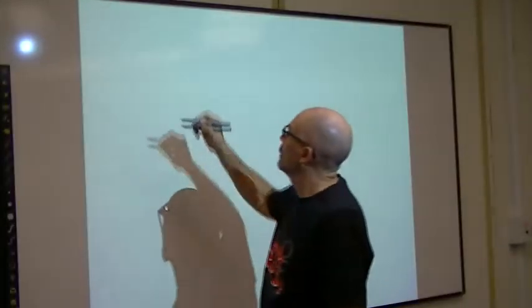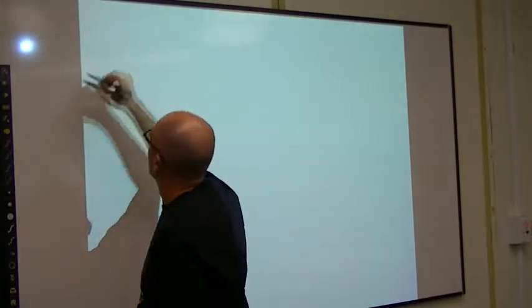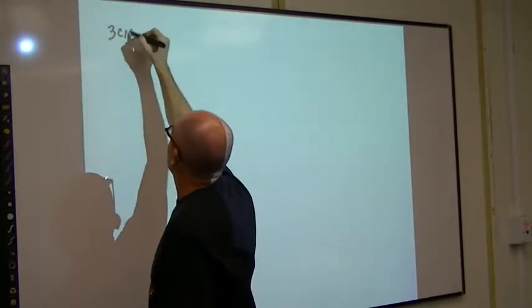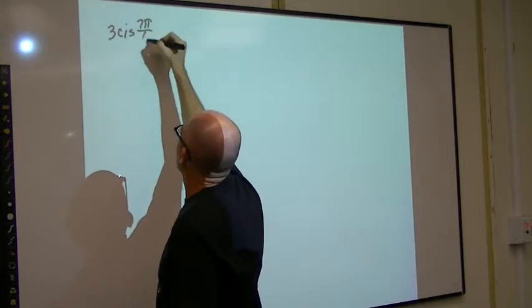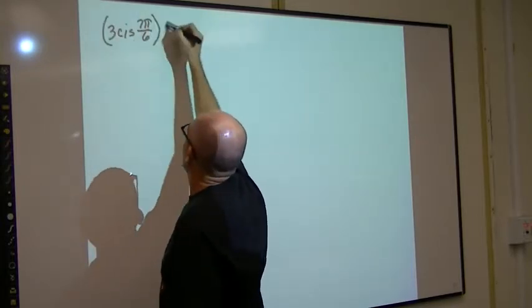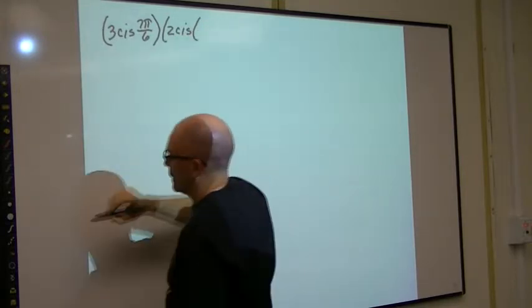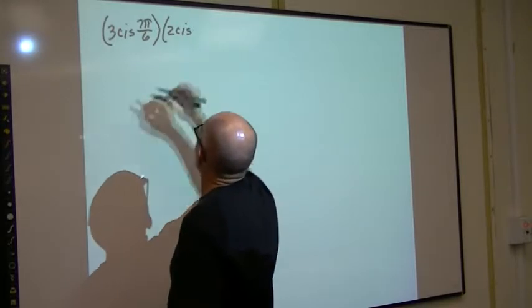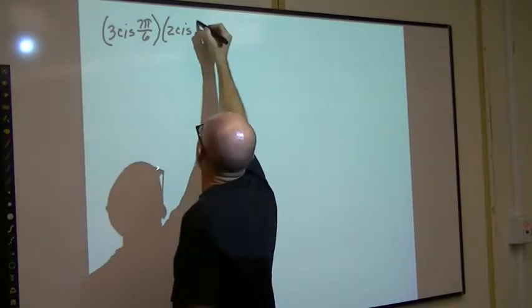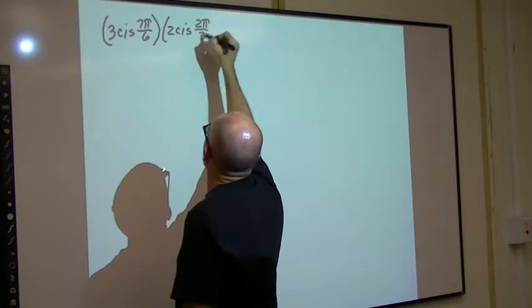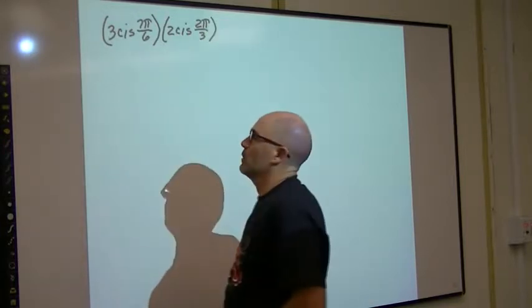Okay, so let's take a look at, we want the product of 3 cis 7 pi over 6 and 2 cis 2 pi over 3. So 3 cis 7 pi over 6 times 2 cis 2 pi over 3. We're going to multiply those.